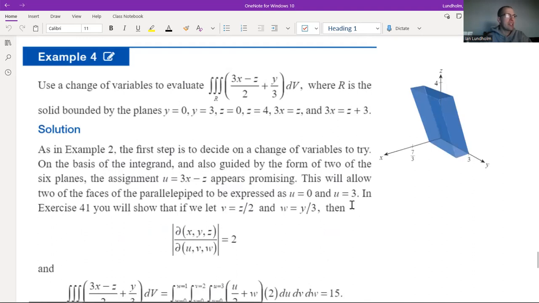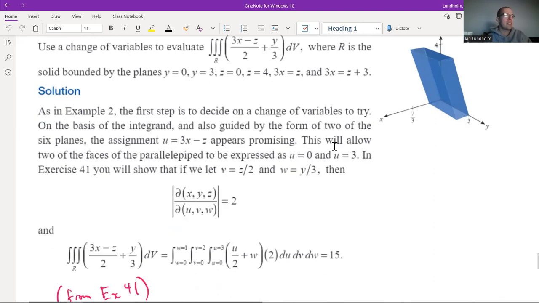So yeah, using a change of variables to make the region of integration nicer is a thing. And we're going to do something very similar to this on our activity.